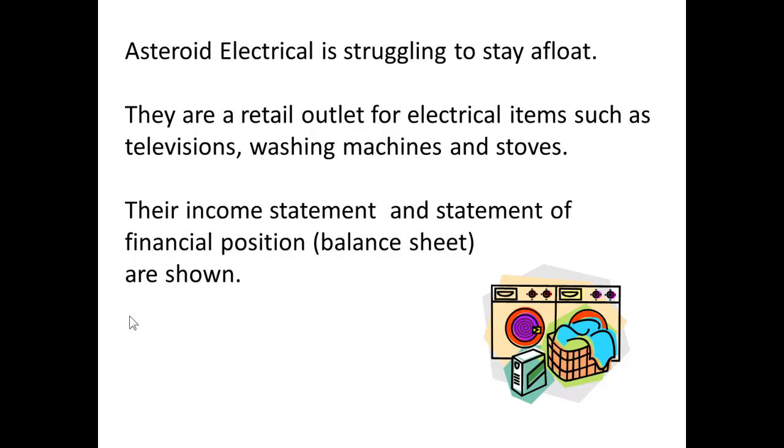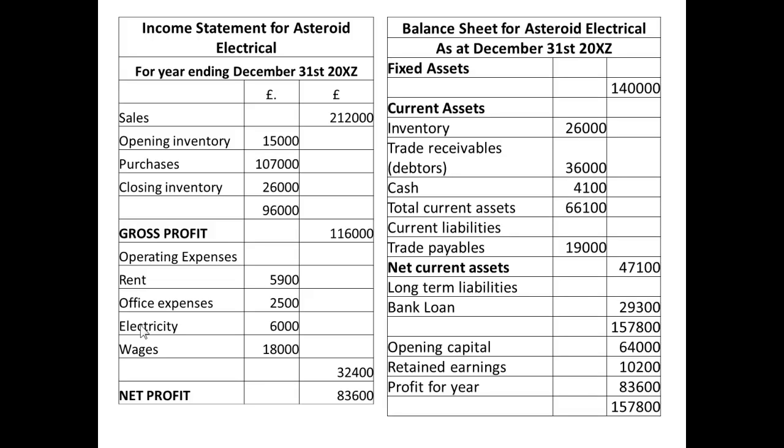Let's go back to something we mentioned in an earlier podcast, the case of Asteroid Electrical, which was struggling to stay afloat. They're a retail outlet for electrical items such as televisions, washing machines, stoves, hair dryers, all that sort of thing. And we're going to look at their income statement and their statement of financial position, that is their balance sheet. So here we are. Here are our details for Asteroid Electrical.